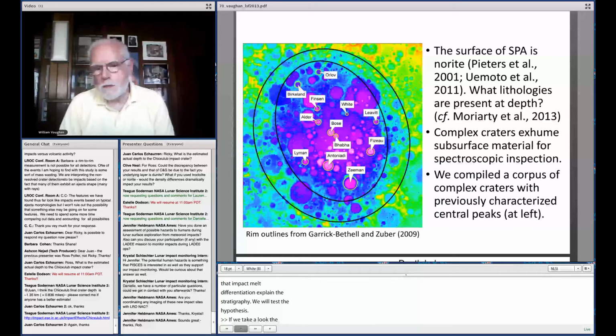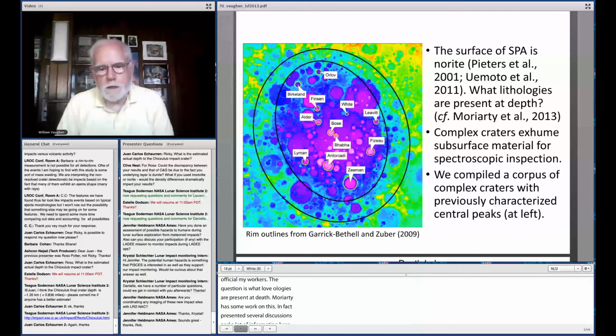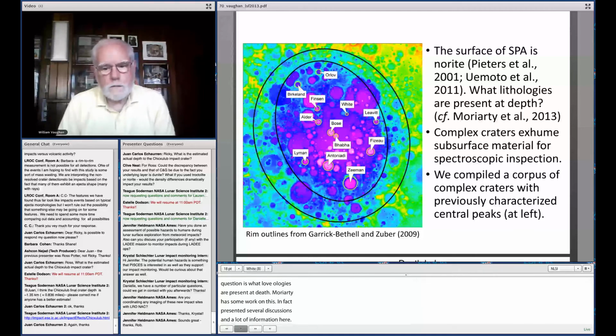This has been shown by a number of workers. And the question is, what lithologies are present at depth? Dan Moriarty has done a lot of work on this, and in fact has presented several discussions on this. And so there's a lot of information here that Dan and colleagues have put together that lets us get at this issue and test this idea.